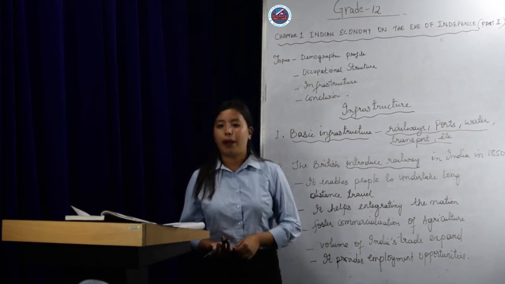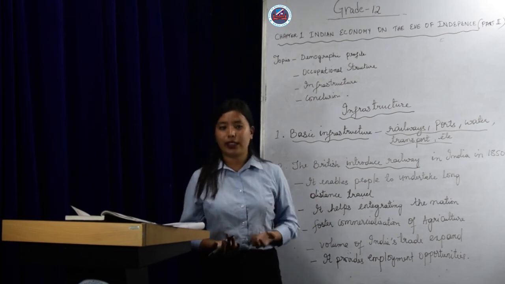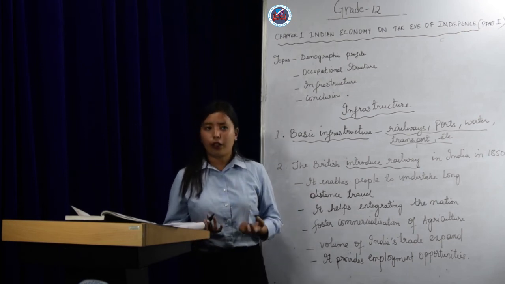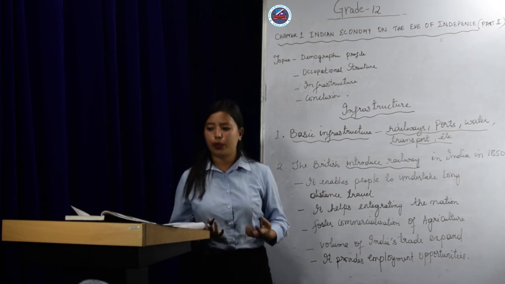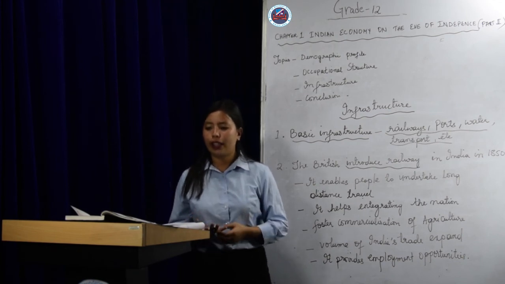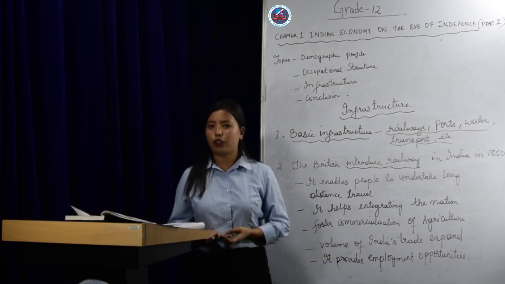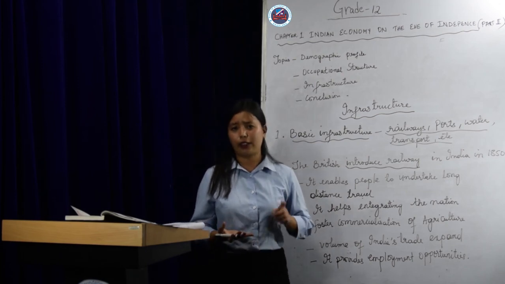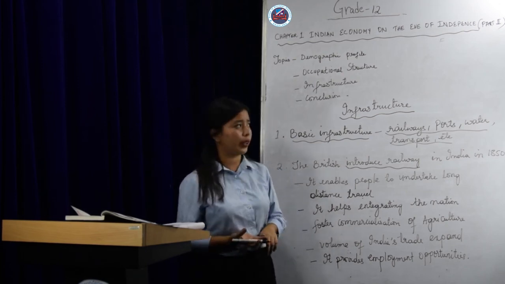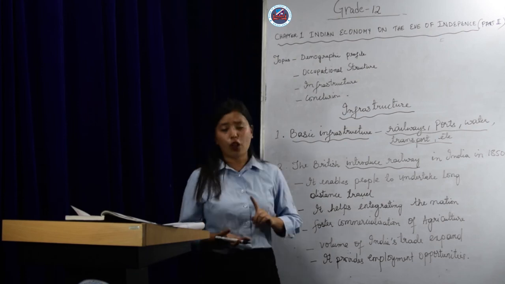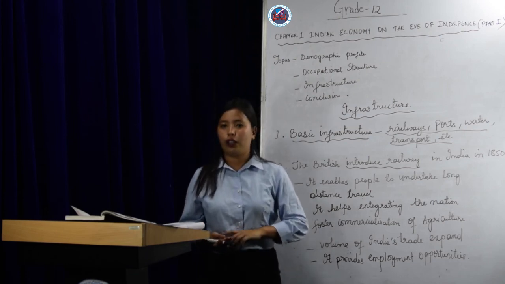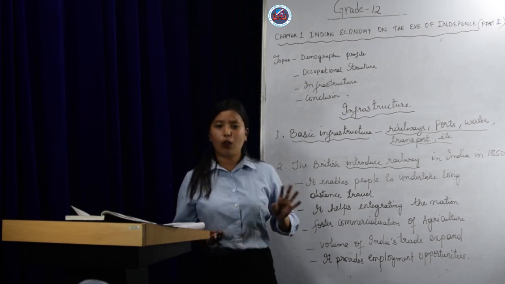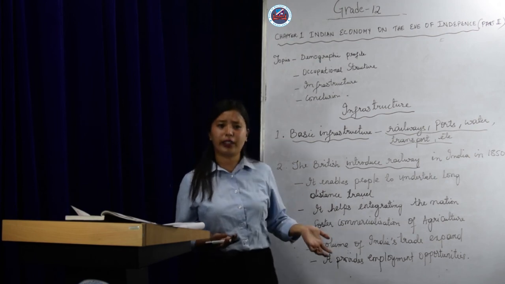By the time India won its independence, the impact of the two-century-long British colonial rule was already showing in all aspects of our Indian economy, such as agriculture, industries, demography, occupation, infrastructure. They were already impacting our whole Indian economy.